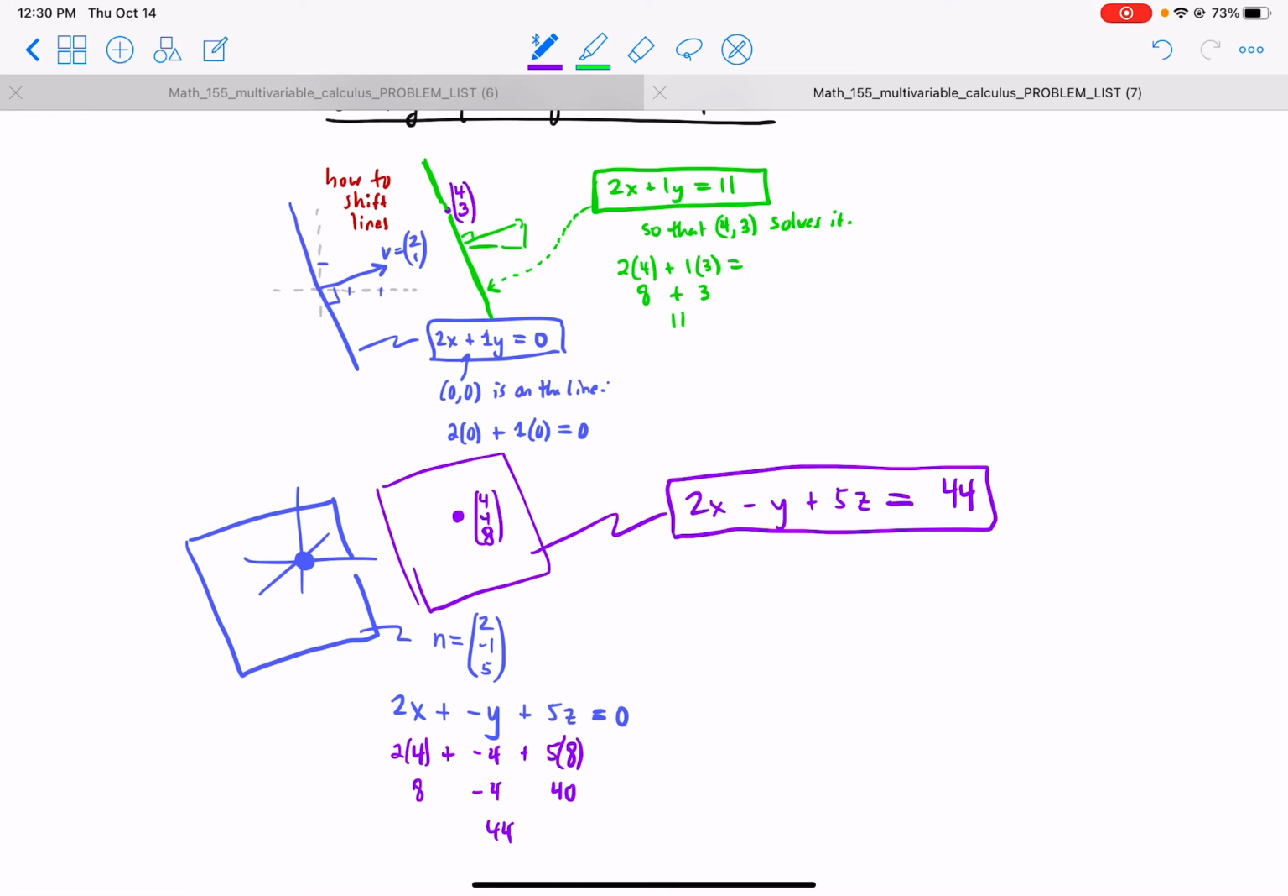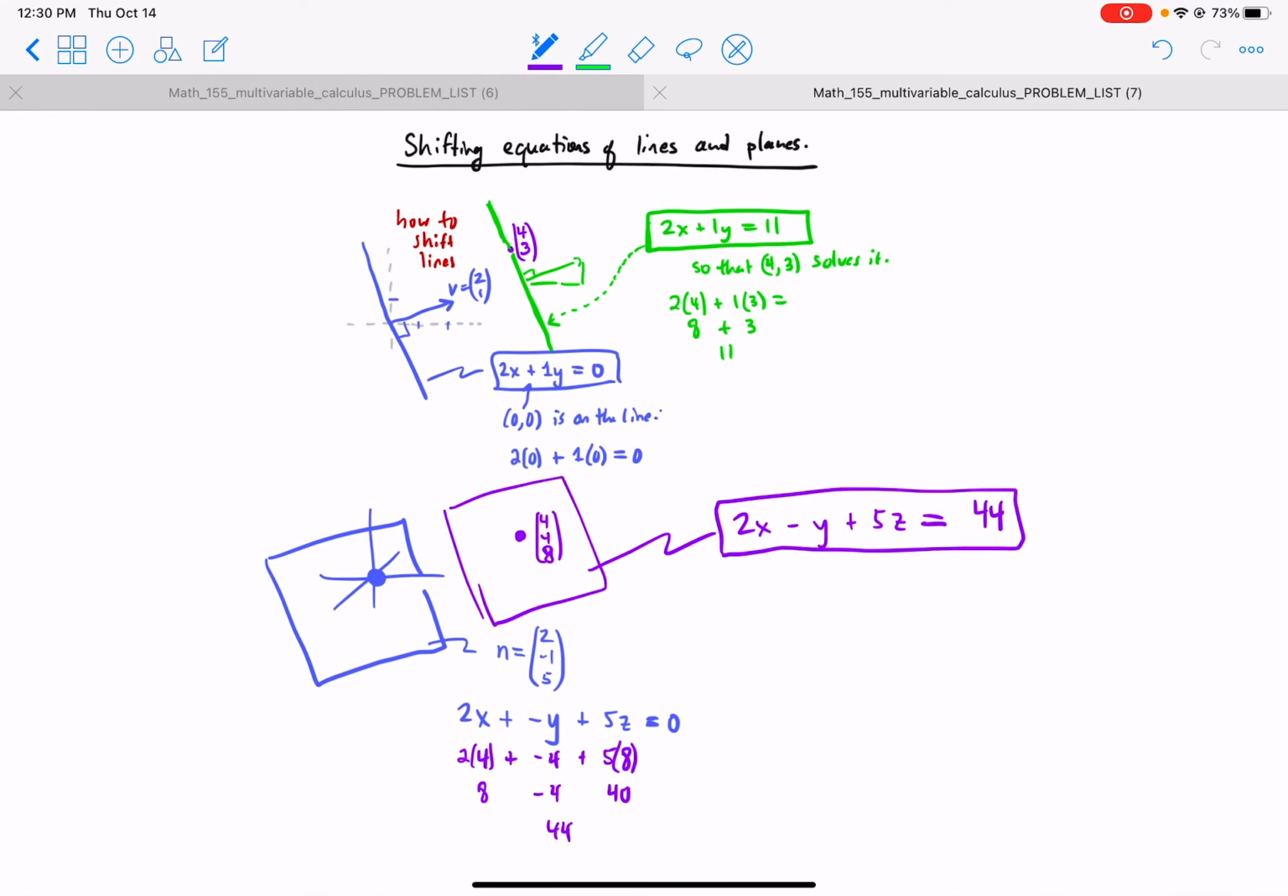Okay. And so, any line and any plane, and more generally, any linear space passing through the origin can be shifted off the origin to go through a point by just plugging that point into the equation. Okay, I hope this helps.